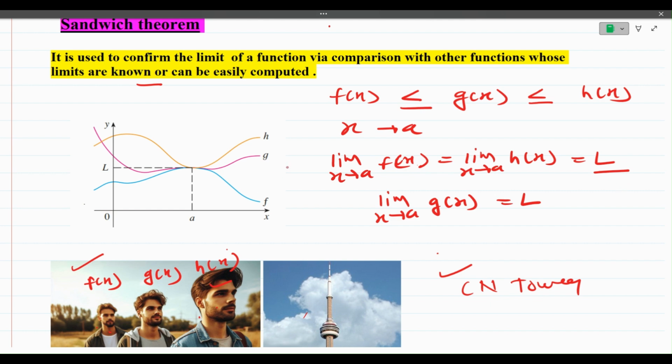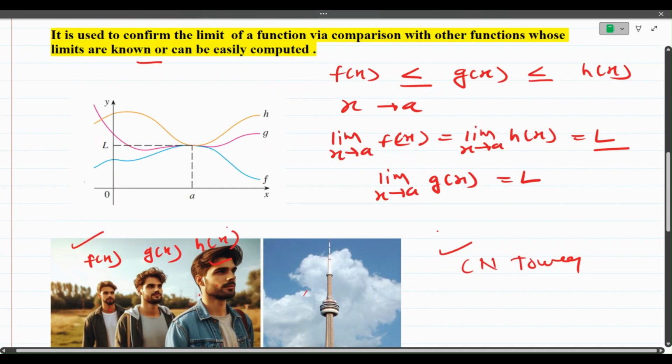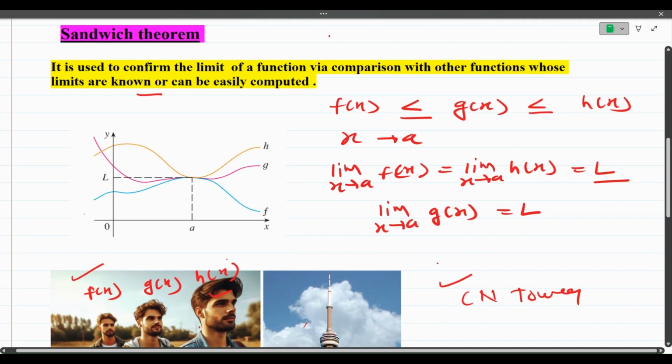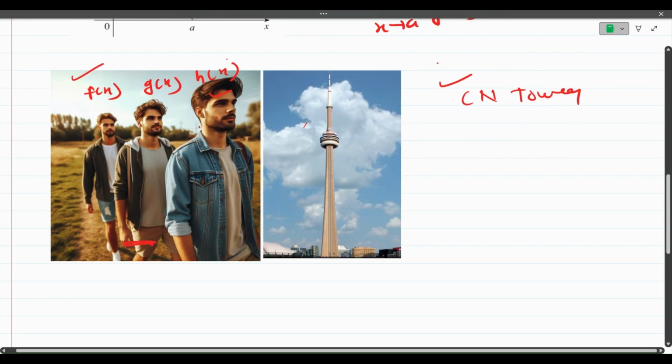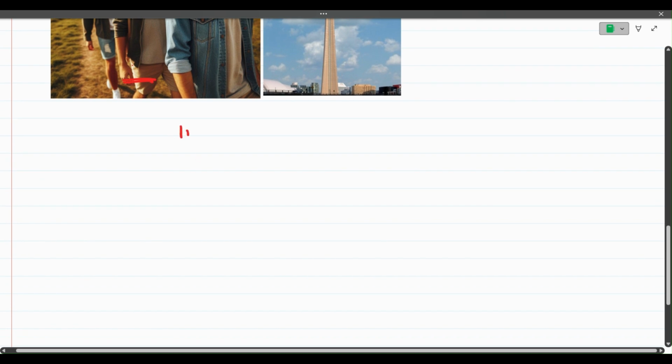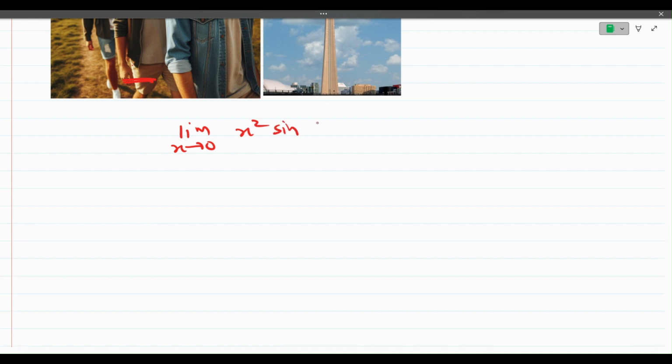So this is how we compare the limit of g of x with the limits of h of x and f of x. Now this rule is used when the limit of a function is not possible to find by limit laws. For example, if you have the limit as x tends to 0 of x squared sine 1 by x. Now the limit of this function at 0 by limit laws is not possible. So we use the sandwich rule to find its limit at x at 0.